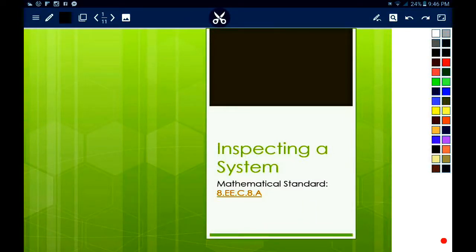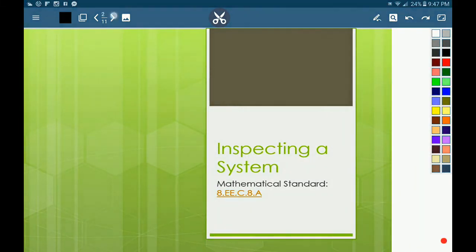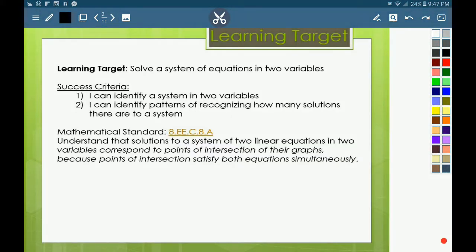Today we're going to be talking about inspecting a system, meaning we're going to be looking for if there's more than one solution to any one of these linear systems. So our learning target, again, we're building up to actually solving these systems of equations in two variables. In order to be successful today, you're going to be able to identify a system in two variables and identify patterns of recognizing how many solutions there are to a system. We are really going to be looking for those patterns.